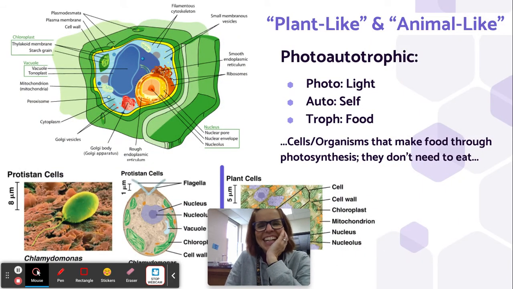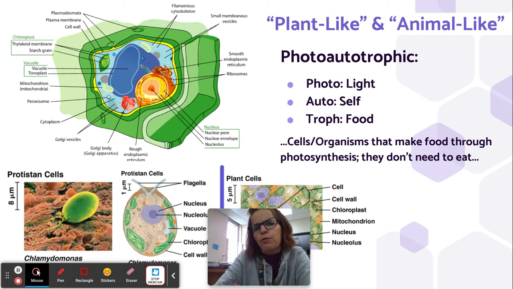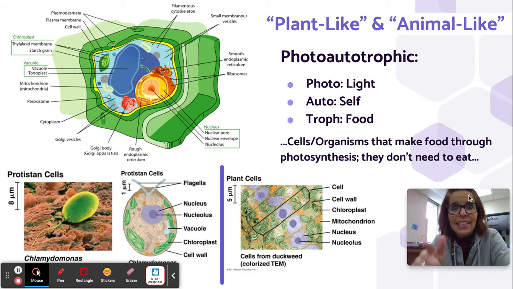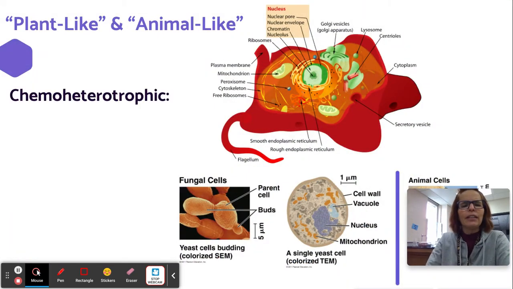All right, so eukaryotic cells, there's two types. There's the plant-like, which are called photoautotrophic. Photo refers to light, auto refers to self, and troph refers to food. So these are organisms that can make their own food through photosynthesis. They don't need to eat. That's not us. So plant cells and certain protists, these little guys off on the left, the chlamydomonas, they have chloroplasts and they're able to photosynthesize. Obviously, we don't have chloroplasts, so we are in the animal-like category.